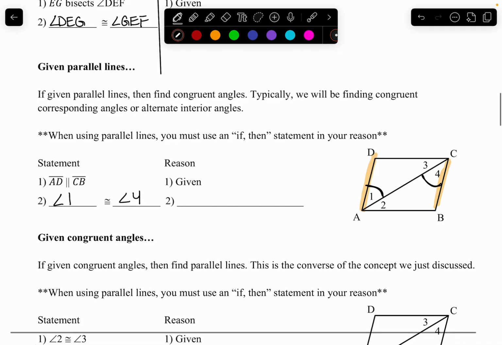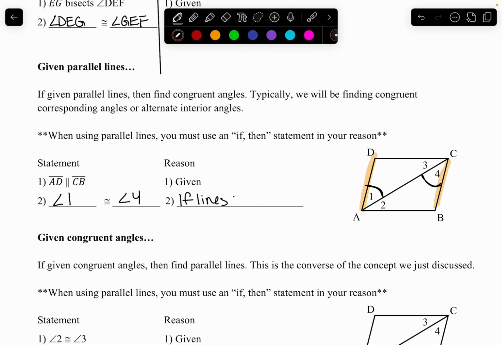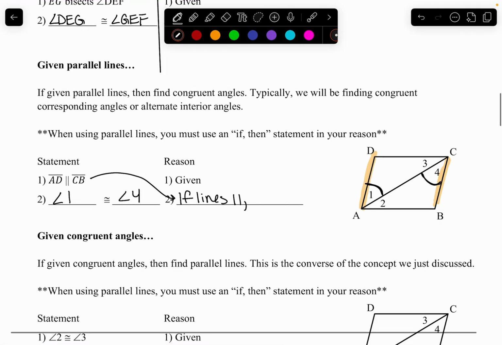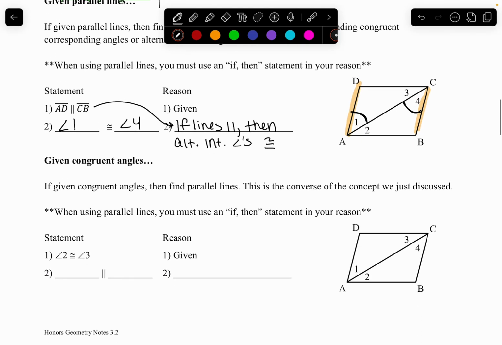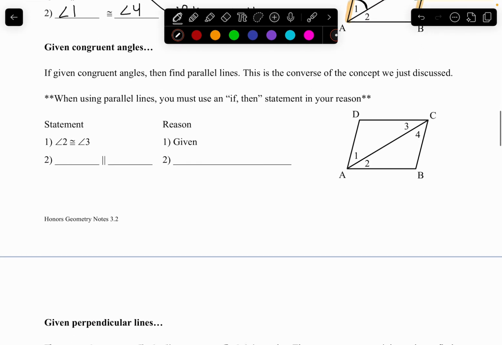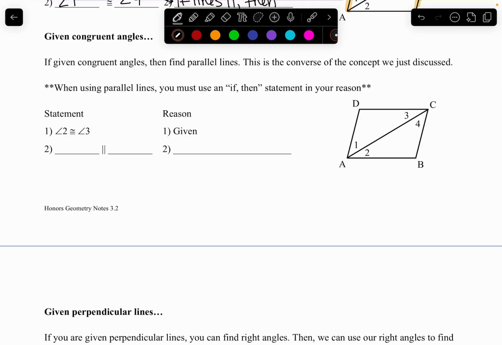The reason is, if lines parallel, and again, I know that because they told me right there that lines are parallel, then we can conclude that alternate interior angles are congruent, because angles 1 and 4 are alternate interior angles, okay? Hopefully we see that. Now, I could have you do the converse of that, and let's say that I've given you congruent angles instead, then we're looking for parallel lines. This is the converse of the concept we just discussed. So when using parallel lines, you must use an if-then statement in your reason.